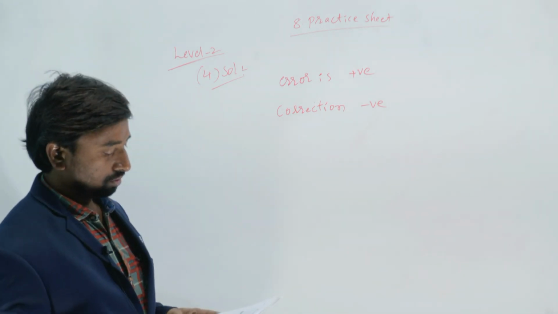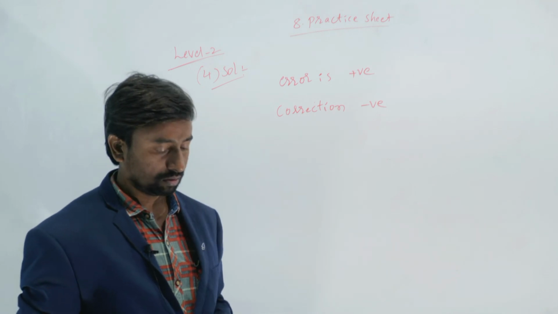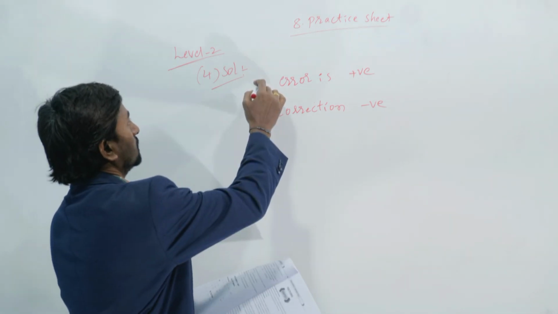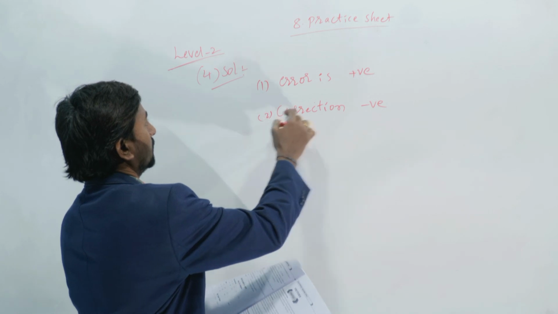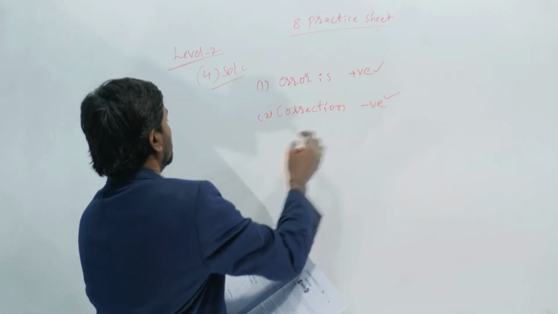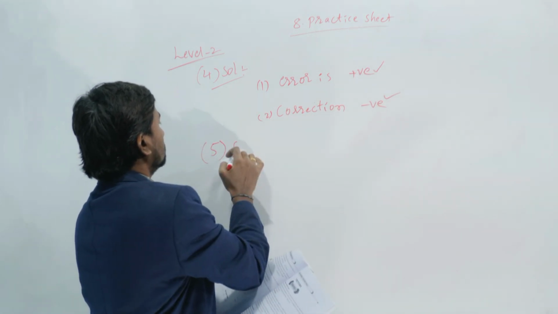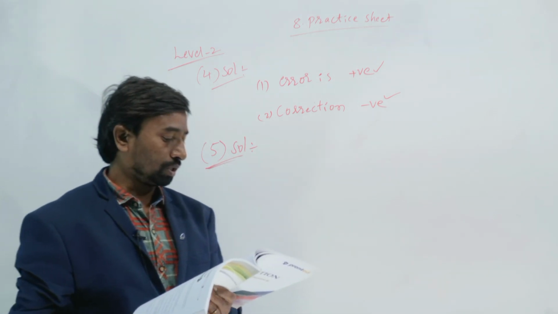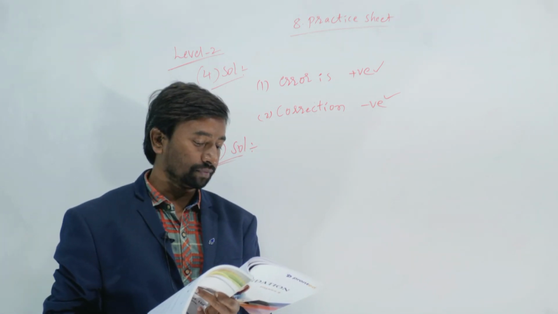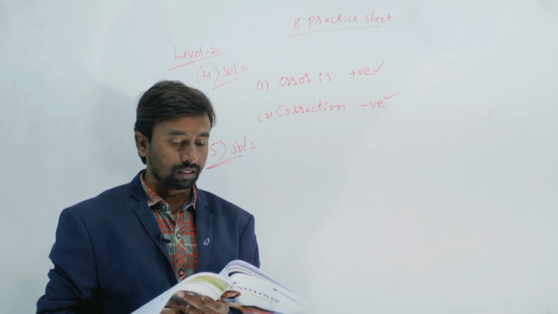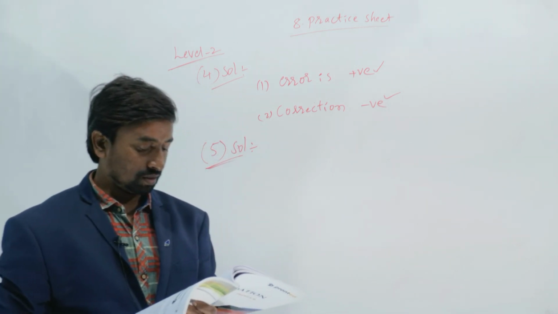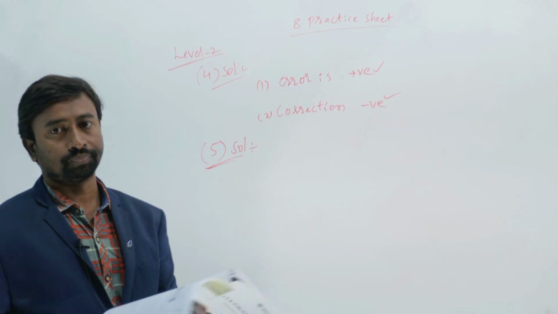Okay. So last question, fifth one. So here, this is given in the first option and the second option. We can get these two are correct. Then fifth one is, let's see there. If the zero of the vernier is on the left side of the zero of the main scale, then the error is said to be. So error is said to be the negative error, and the correction is positive.